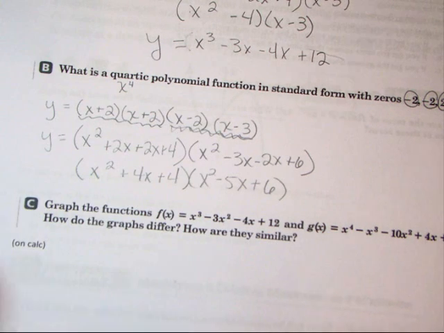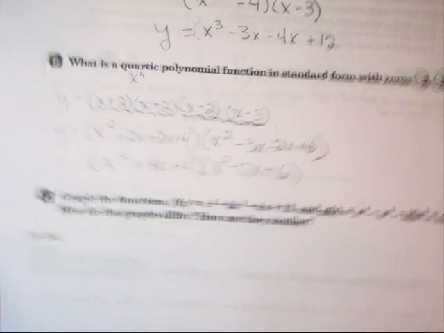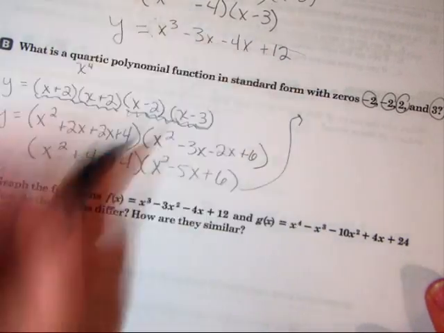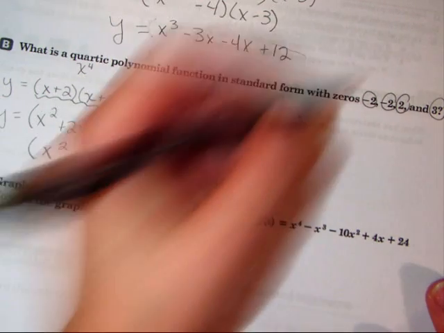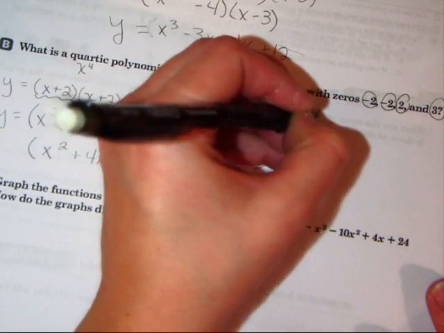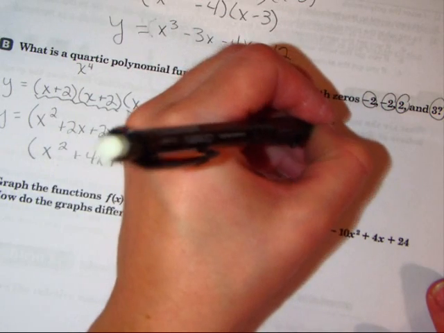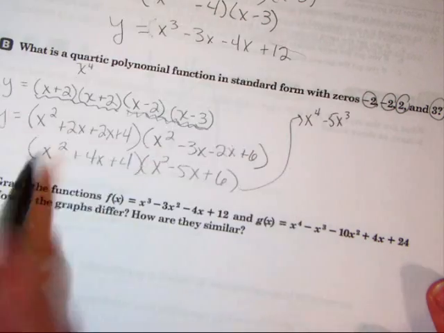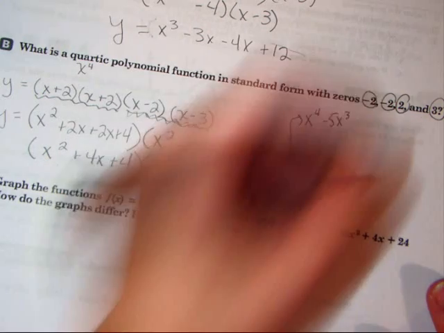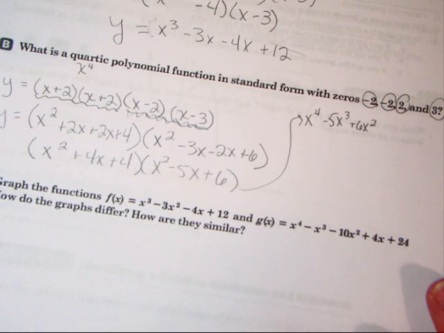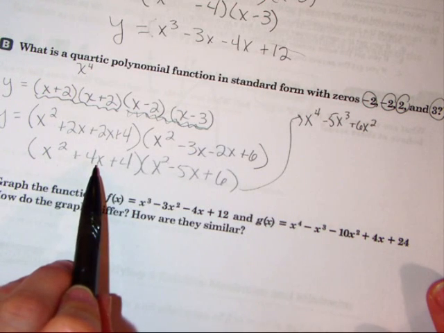And now you get the pleasure of multiplying all of those together. Are you ready? Now, let's take it slowly. Okay. X squared times x squared is x to the 4th. X squared times minus 5x is minus 5x cubed. X squared times 6 is plus 6x squared. Big problem. Now do the 4x.